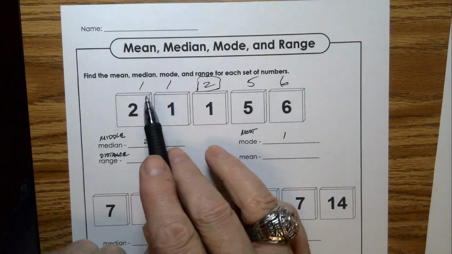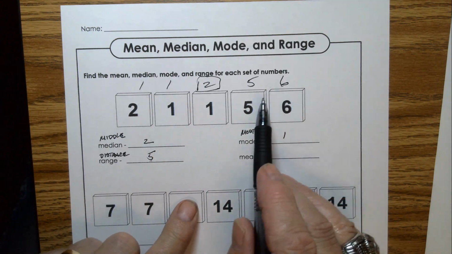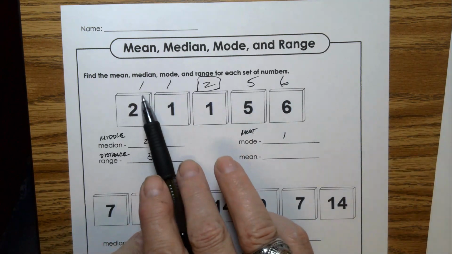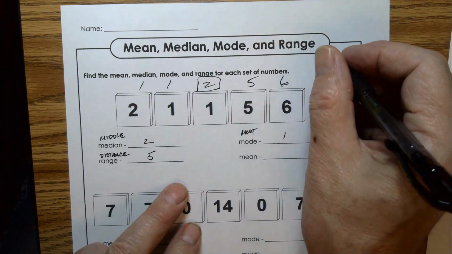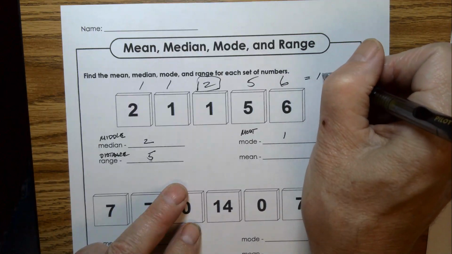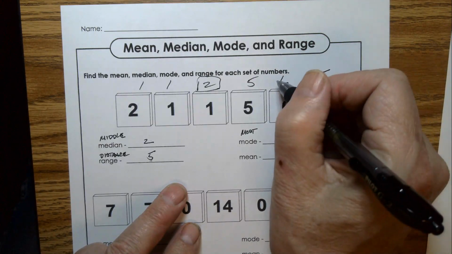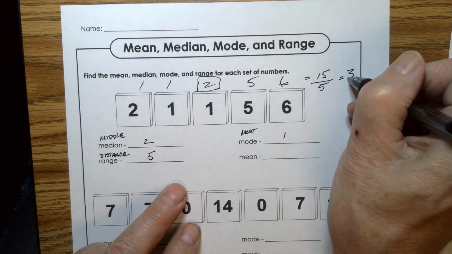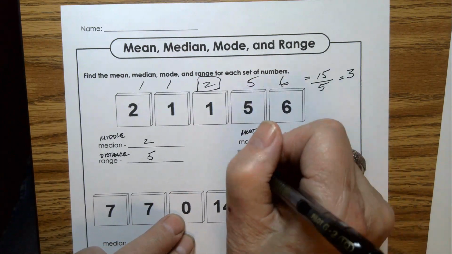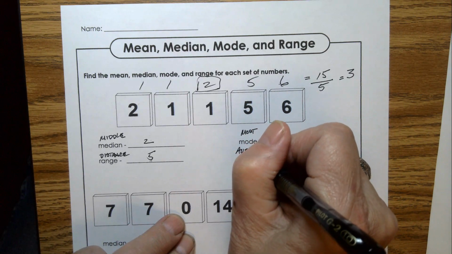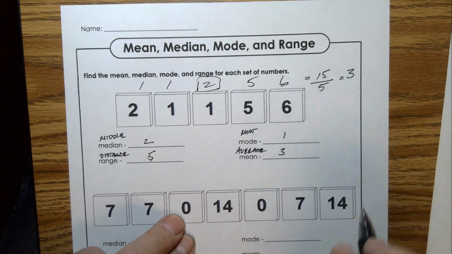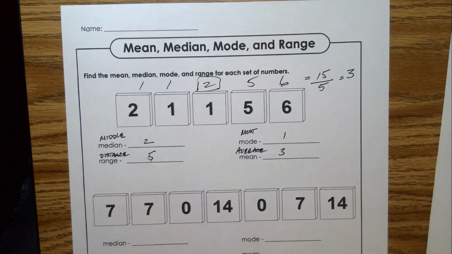And then mean is the average. That's where you add all the numbers up and you divide by the total number of numbers that you have, right? So if we add these numbers up, we get 15, and if we divide 15 by 1, 2, 3, 4, 5, my answer is 3. So my mean, or my average, you could also use that word, my average is 3. Okay, let's look at the next one.